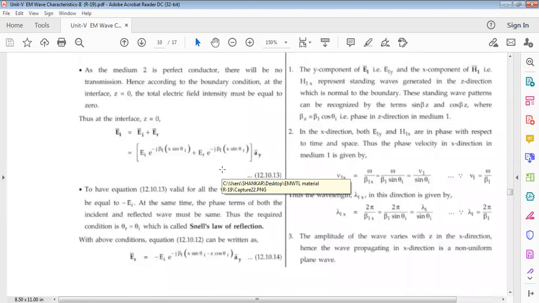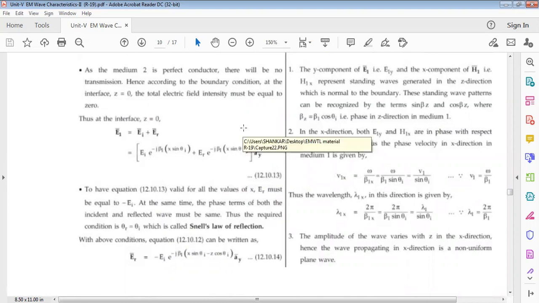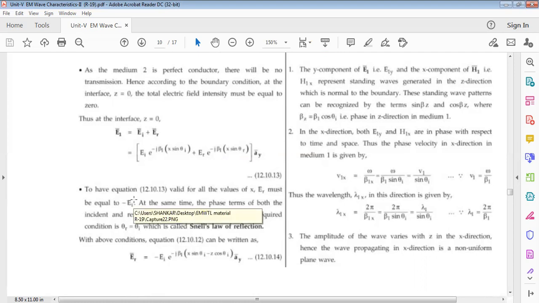EI plus ER only. So what is that function? EI into e power minus j beta 1 x sine theta I plus ER into e power minus j beta 1 x sine theta r when z is equal to 0, into AY bar. So E1 is equal to this. In this equation, for all the values of x, ER must be equal to minus EI because EI and ER are in opposite directions. At the same time, the phase terms of both the incident and the reflected wave must be the same.